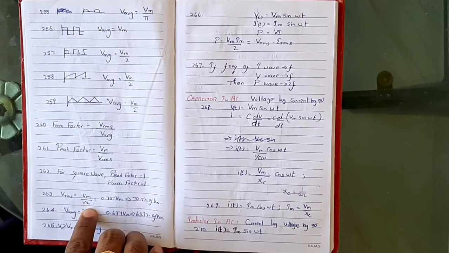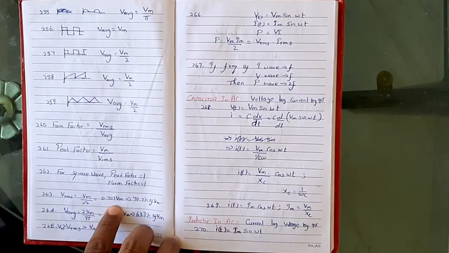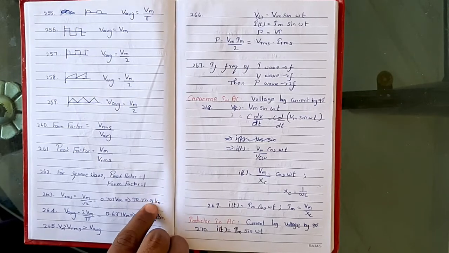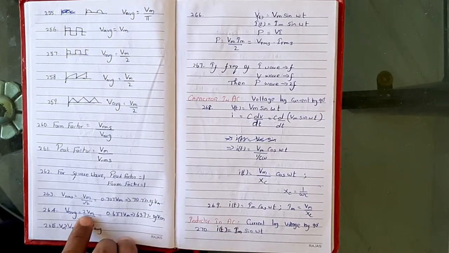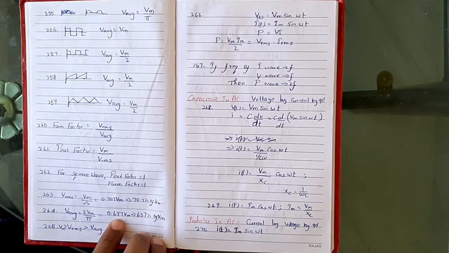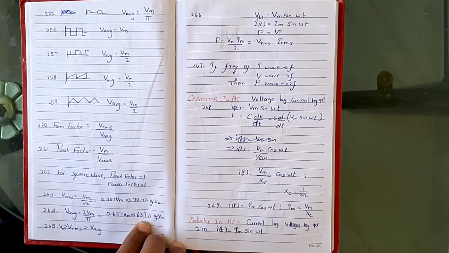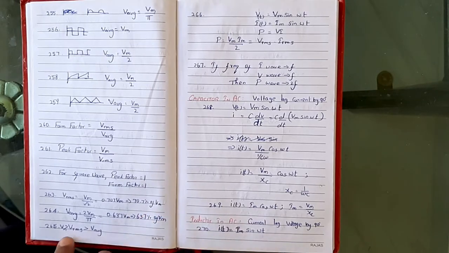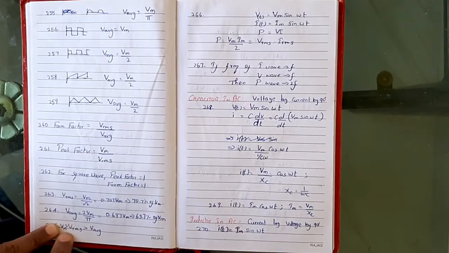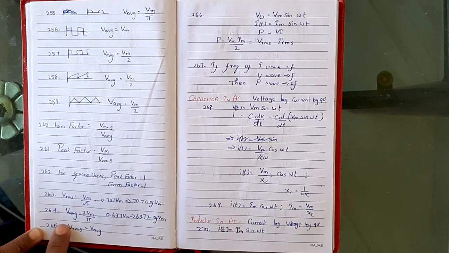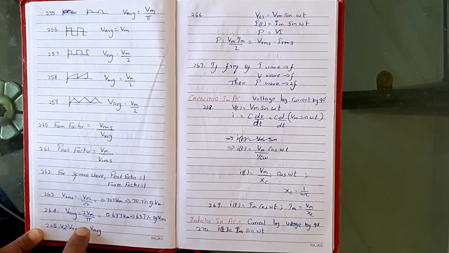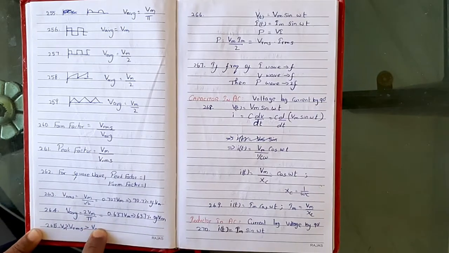V RMS is equal to Vm by root 2, that is equal to 0.707 Vm, that is equal to 70.7% of maximum amplitude of voltage signal. V average is equal to 2 Vm by pi, that is equal to 0.637 into Vm, that is equal to 63.7% of maximum amplitude of voltage. So here, from number 265, peak amplitude of voltage is greater than root mean square amplitude of voltage, which is also greater than average value of amplitude of voltage.